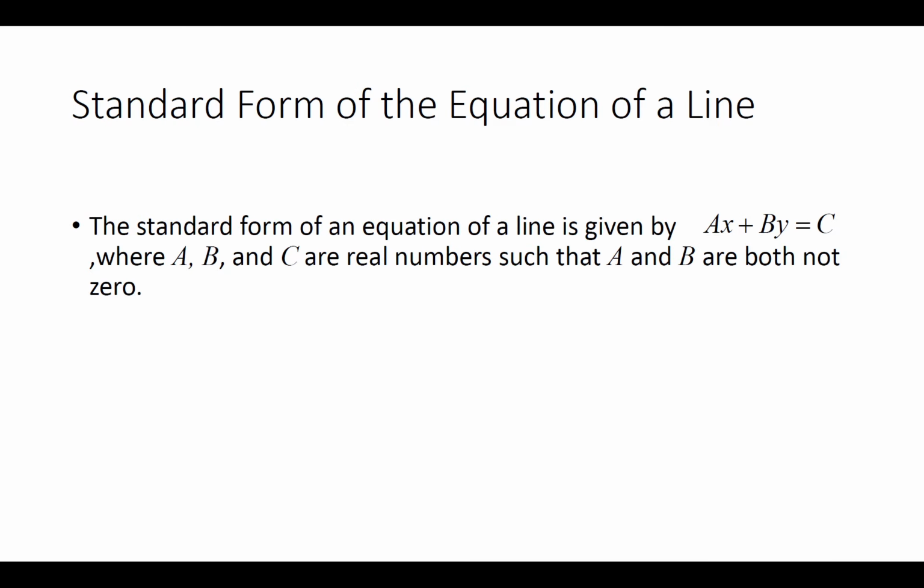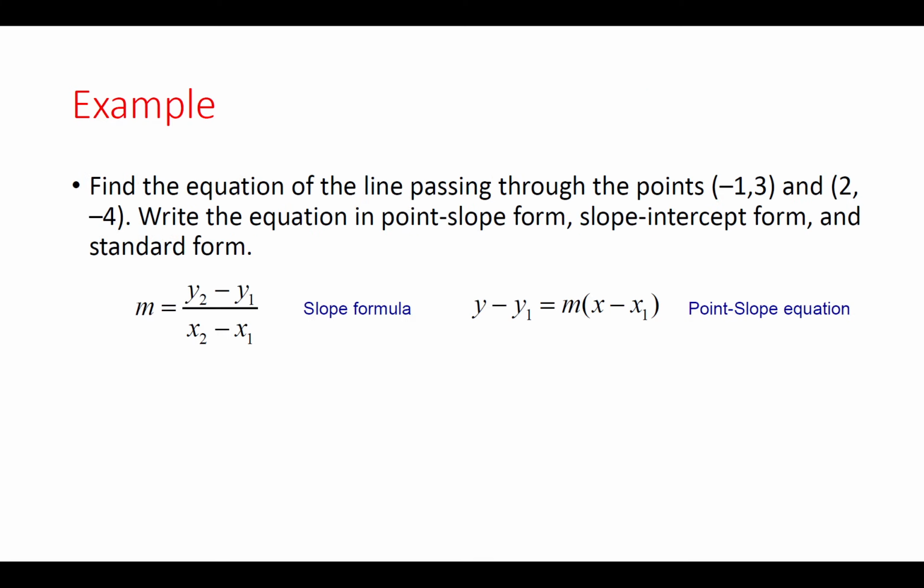Okay, so there is another way to write down the equation of a line, that's called standard equation, standard form. Standard form means you write x and y terms on the left side and the constant on the right side. That's called standard form. So let's see this example here.